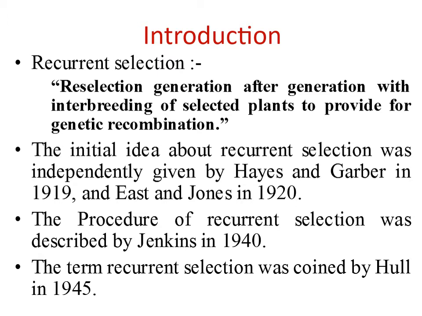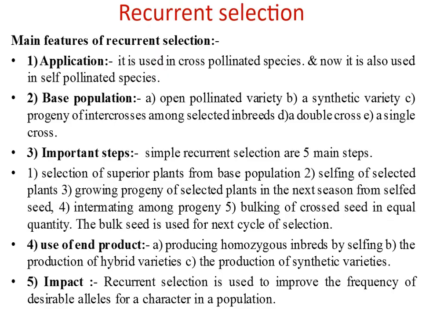Introduction. Recurrent selection means reselection generation after generation with interbreeding of selected plants to provide for genetic recombination. The initial idea about recurrent selection was independently given by Hayes and Garber in 1919 and East and Jones in 1920. This procedure of recurrent selection was described by Jenkins in 1940. The term recurrent selection was coined by Hull in 1945.